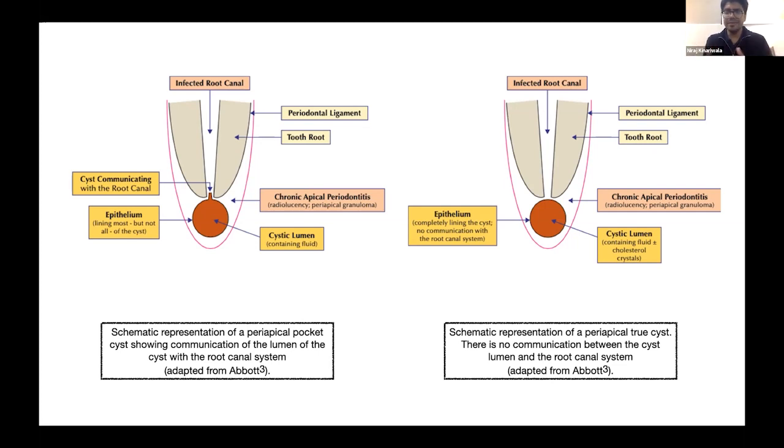And in the second schematic diagram, you can see when the true cyst has been formed. There is no true communication now. And in such a scenario, surgical intervention is the only choice for a clinician.